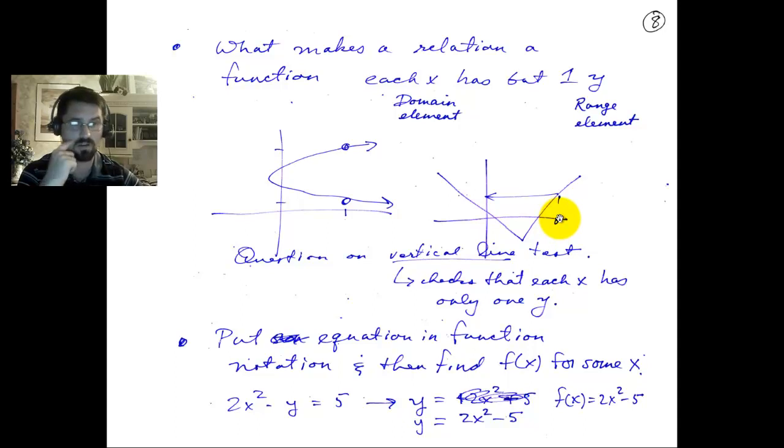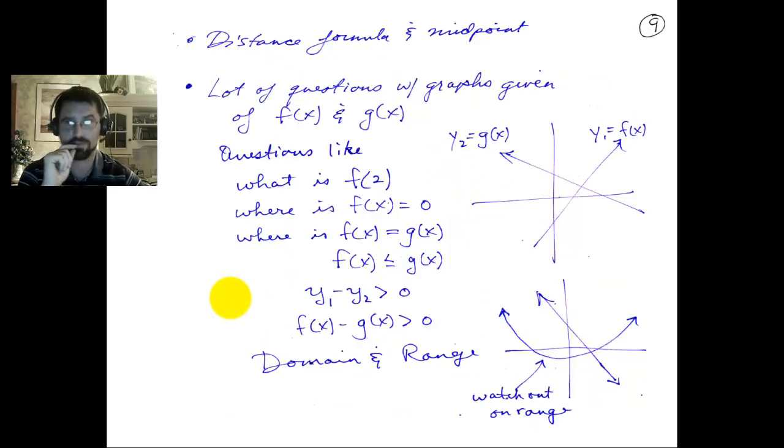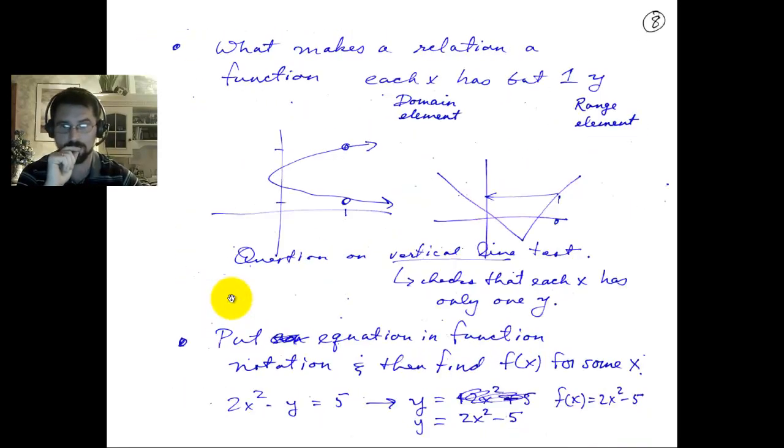And so you'll learn later on in the book that that means this is not a one-to-one function because it doesn't pass the horizontal line test, but it is a function because it passes the vertical line test. You'll also be required to put an equation in function notation and then find f of x for some x. I gave an example like this in the notes.